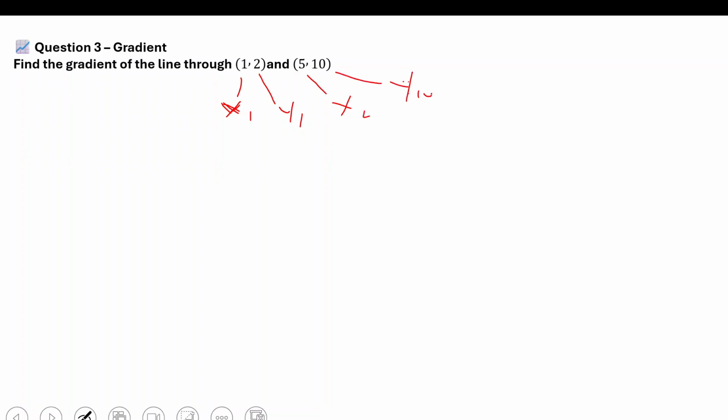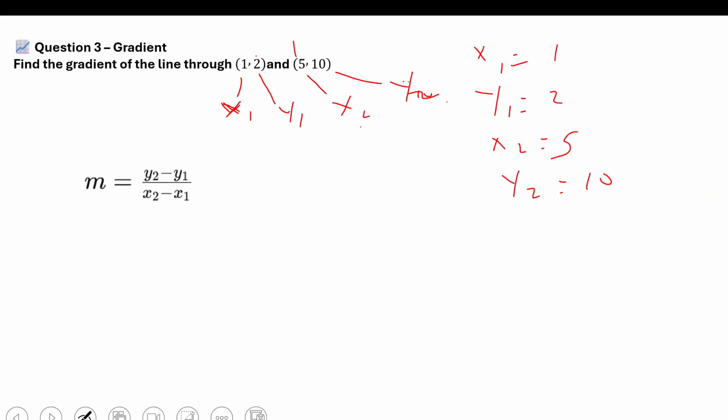So you see that x1 maps to 1, y1 maps to 2, x2 maps to 5, and y2 maps to 10. You can write it down. x1 is equal to 1, y1 is equal to 2, x2 is equal to 5, and y2 is equal to 10. Always have that in mind when you are doing that.